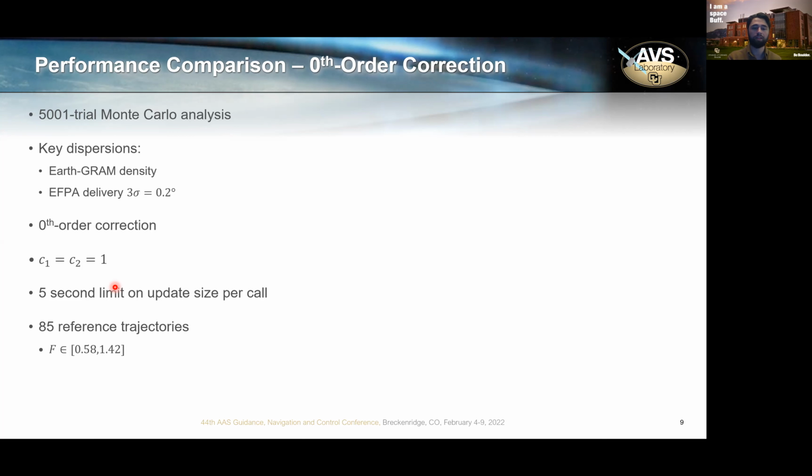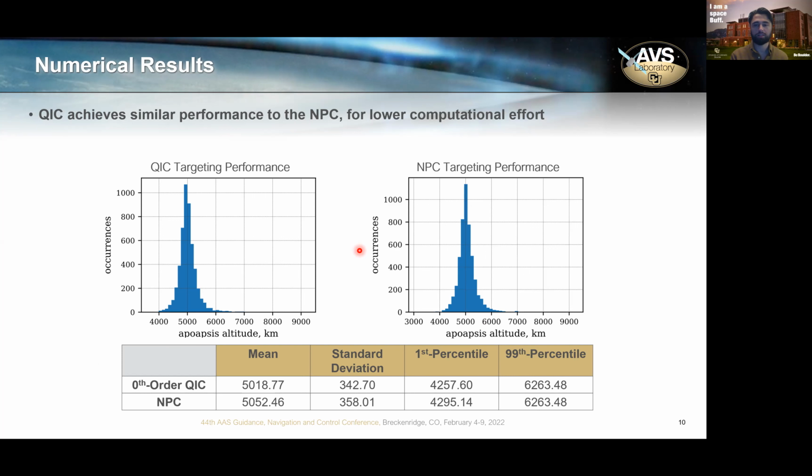But because there's no repeated numerical propagation in the loop during the guidance updates, as long as you have enough memory for all those reference trajectories, I do think it's fair to say that QIC is lower computational effort than NPC. And so here we're just showing histograms comparing the actual apoapsis altitude. And so they're histograms comparing QIC on the left and NPC on the right.